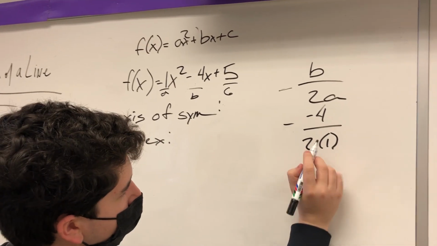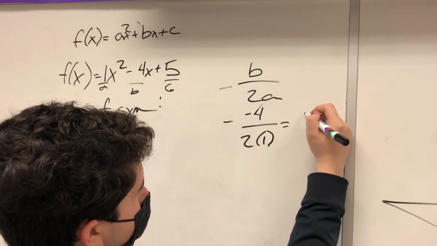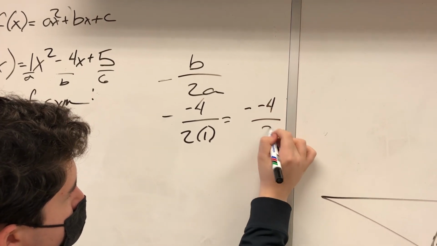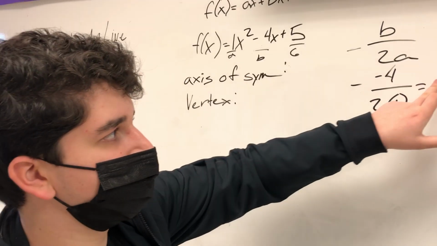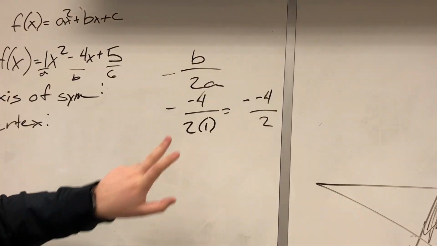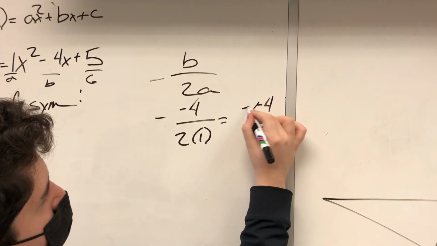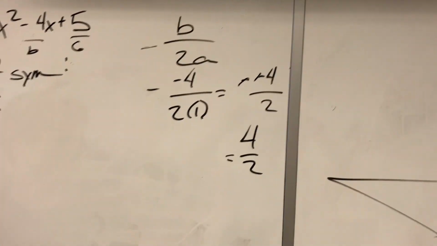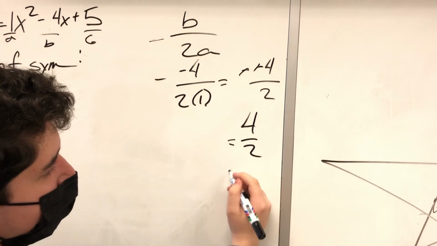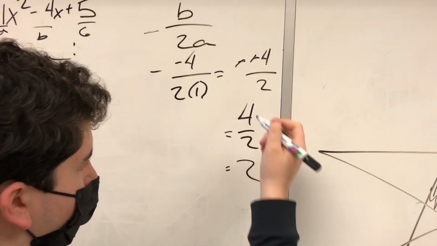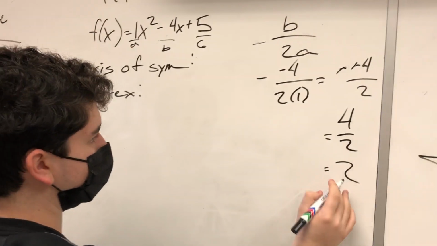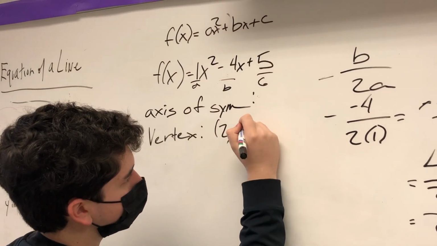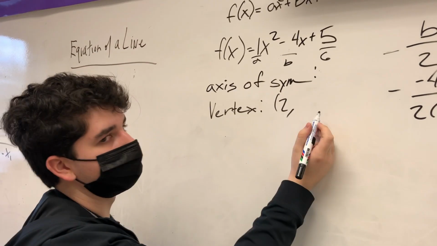Then we can do the math, which is going to be equal to negative negative 4 over 2. When we have two negatives being multiplied to one another like these are, those automatically cancel out. So it's just 4 divided by 2. When we do 4 divided by 2, that's going to be equal to 2, because 2 times 2 is 4. So 2 is the x-coordinate of our vertex.